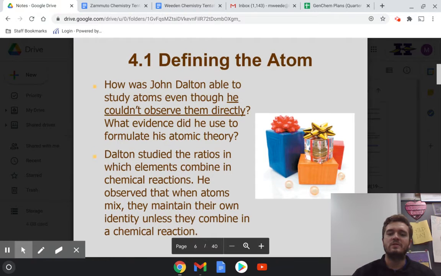So again, we talk about back in the day, we talk about John Dalton and how he was able to study atoms even though he couldn't observe them, right? He didn't have the electron microscopes for him to observe what we see today.